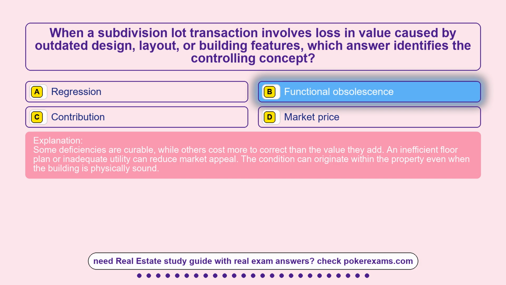Some deficiencies are curable, while others cost more to correct than the value they add. An inefficient floor plan or inadequate utility can reduce market appeal. The condition can originate within the property even when the building is physically sound.